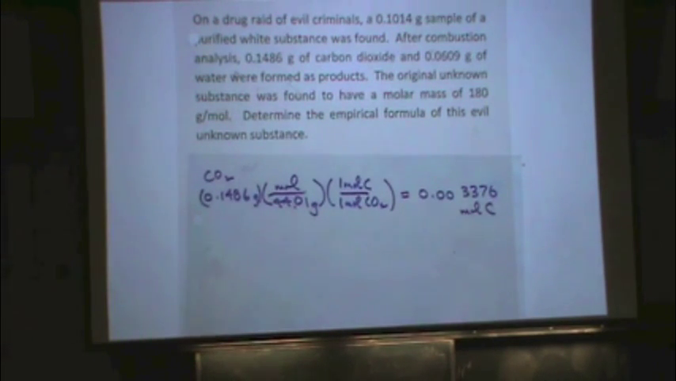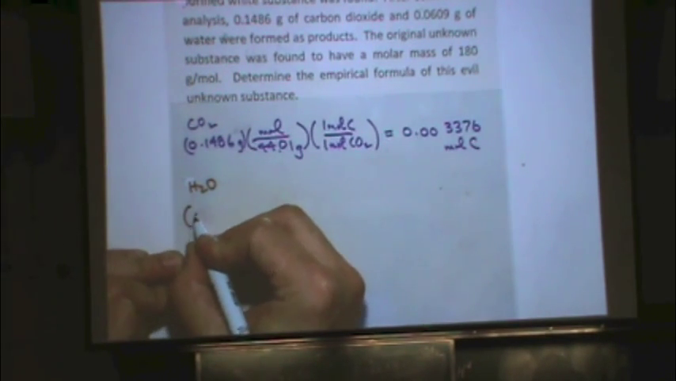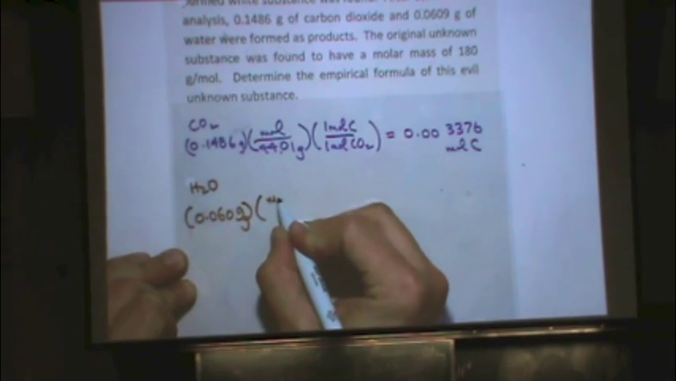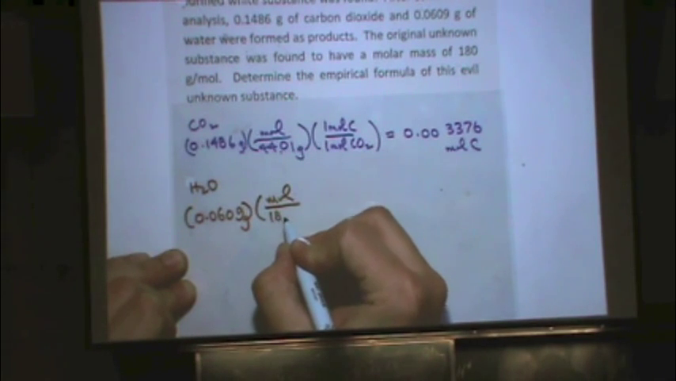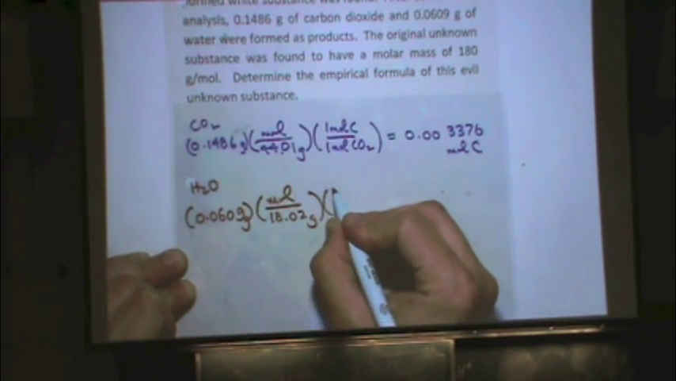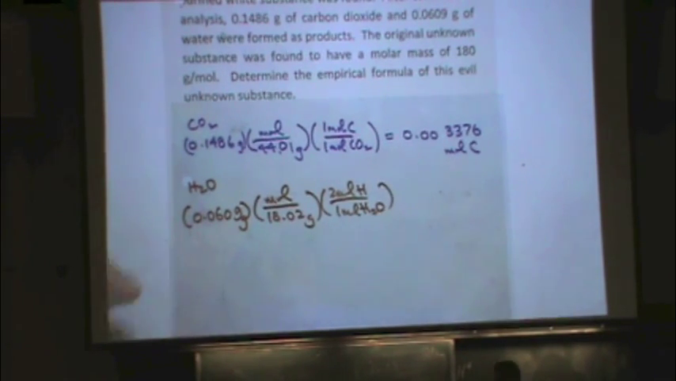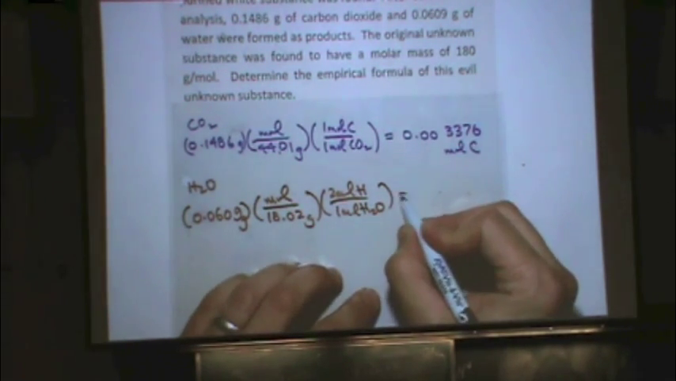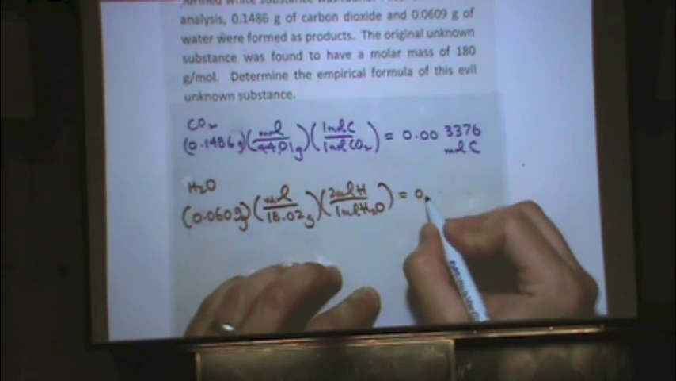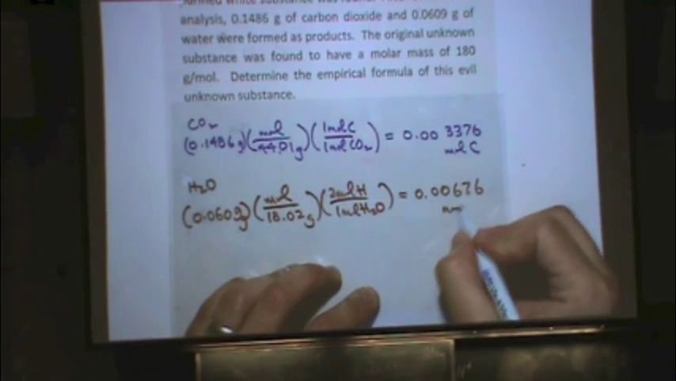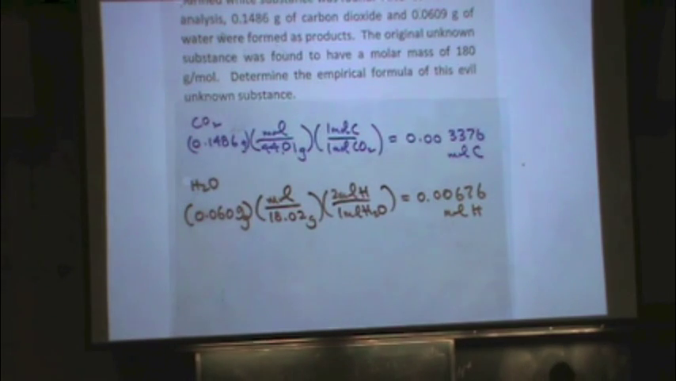Let's do the same thing now for hydrogen, and you get there through H2O. So H2O, we start off at 0.0609 grams of H2O. Now change to moles of H2O, 18.02 grams per mole. And now there's 2 moles of hydrogen for every 1 mole of H2O. Why is that? Because there's 2 atoms of hydrogen for every 1 molecule of water. I think I calculated this. This was 0.00676. And remember, this is moles of hydrogen. Okay? So I'm going through my flow chart.